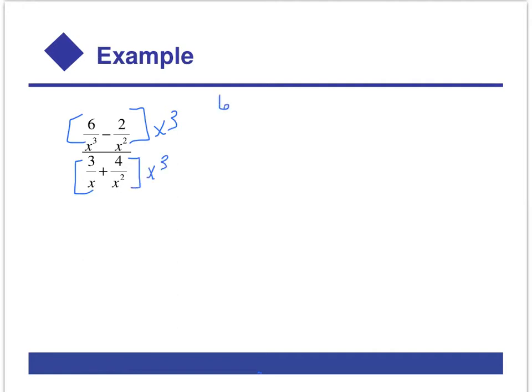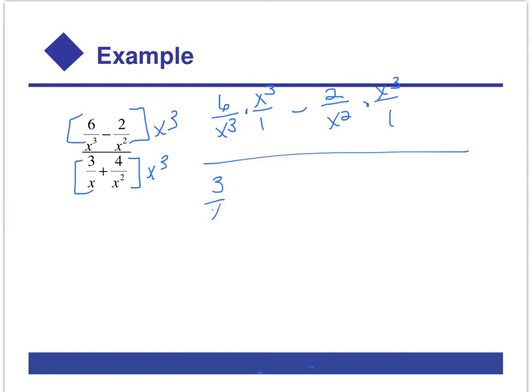So we wind up with 6 over X to the third times X to the third over 1 minus 2X squared times X to the third over 1. All of this is over 3X times X to the third over 1 plus 4X squared times X over 3 over 1.